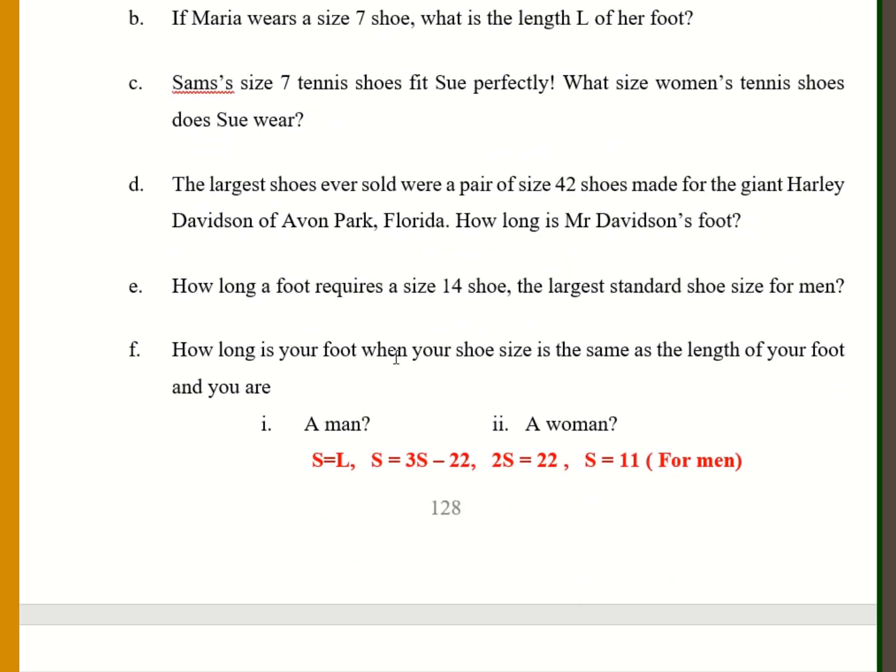Now this one is constantly a problem. How long is your foot when your shoe size is the same as the length of your foot? If you're a man, what they are saying is when your size is equivalent to your length, that means S is equal to L. Meaning now you're only left with one unknown. S is equal to 3S minus 22. Why do I put S again here? Because what did we say? S is equal to L.